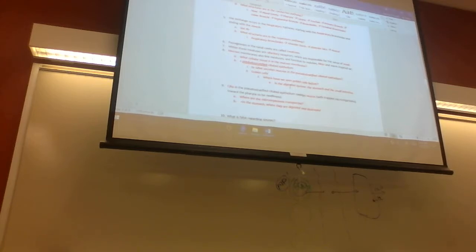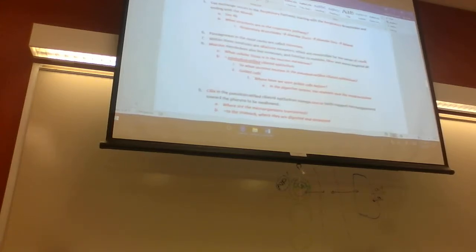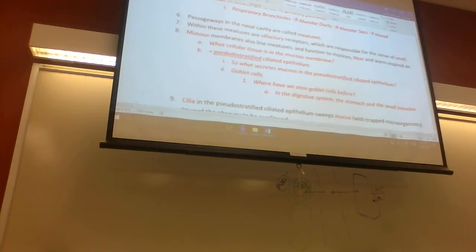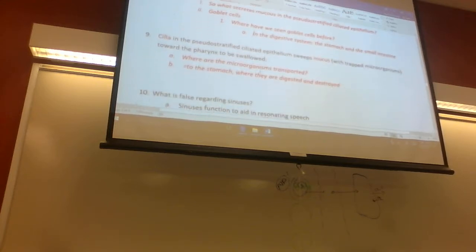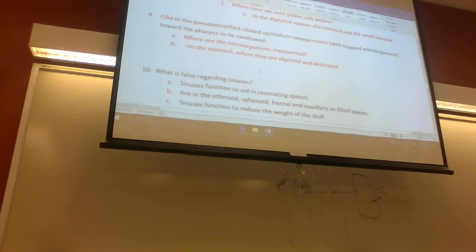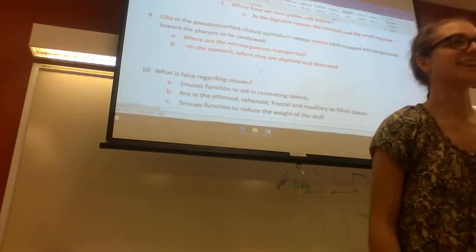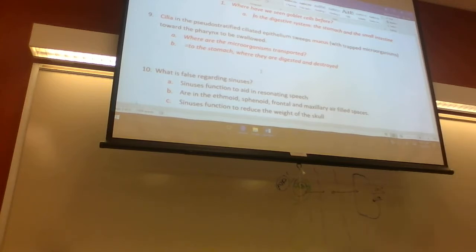So number 9, can you guys see this? Okay, I can zoom in maybe. Yeah, zoom in. Here we go. It's really big. All right. So yeah, this is where you were talking about goblet cells. Next question, cilia. I think you can see it a lot better up here too. Okay, I'm zooming in from now on.